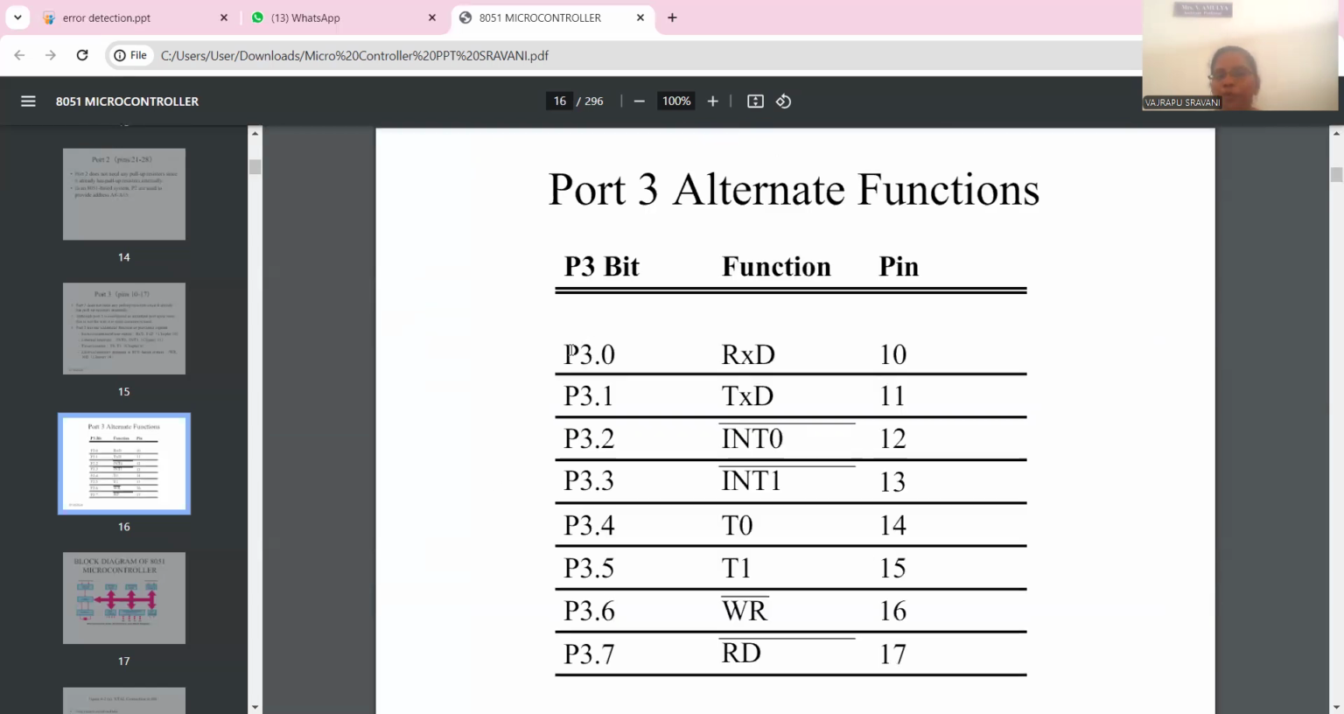So in port 3, pin 3.0 is used for reception, receiving serial data, and 3.1 for transmission of data. Port 3.2 is used for interrupt 0, port 3.3 for interrupt 1, port 3.4 for timer 0, port 3.5 for timer 1, P3.6 for read operation, and 3.7 for write operation.